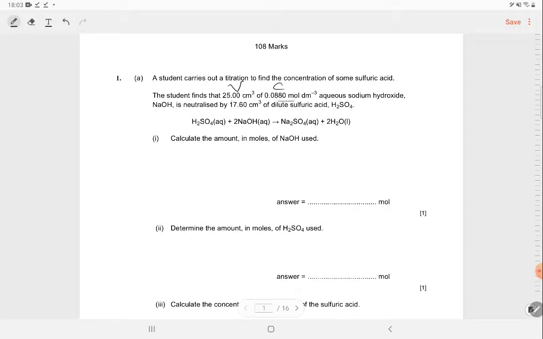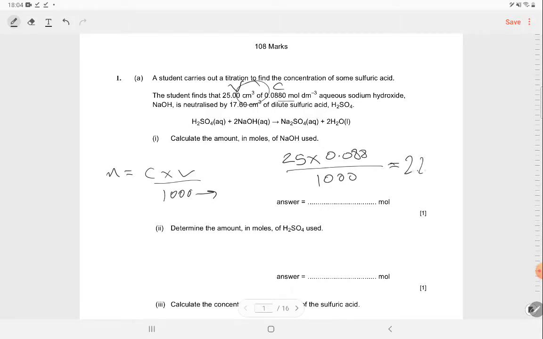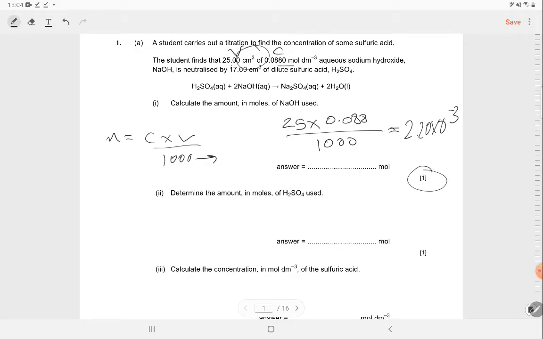Always remember that there's one specific formula for moles. Whenever you want to work out moles, it's C times V over 1,000. Obviously, it's only over 1,000 if the volume is in centimetre cubed, to balance that out. So here we have 25 times 0.088 over 1,000. The answer, after plugging it into a calculator, should be 2.2 times 10 to the power minus 3. That's the answer. Only one marker, and it took less than 10 seconds.